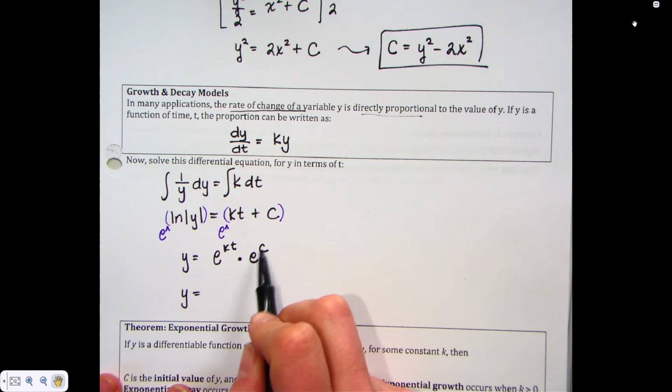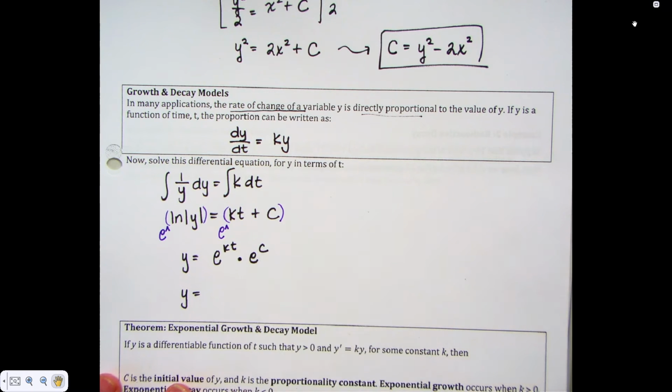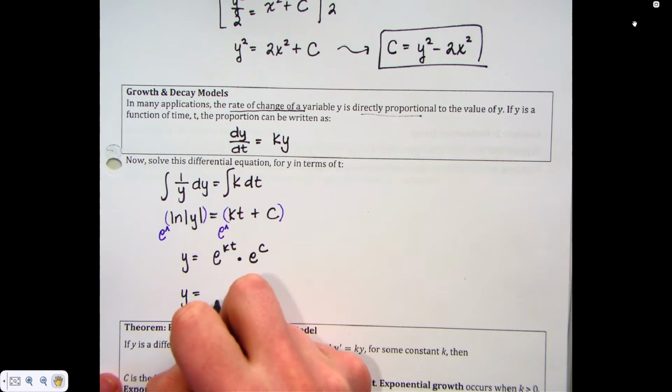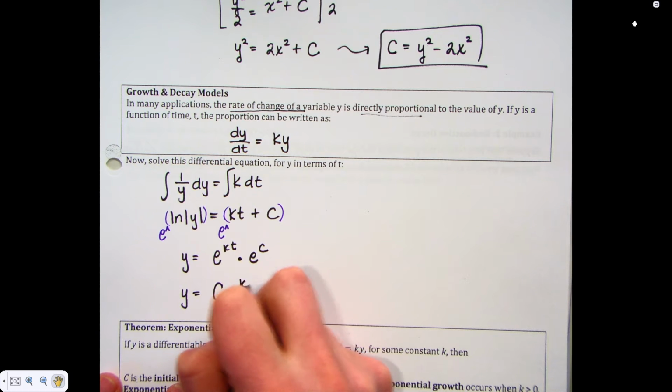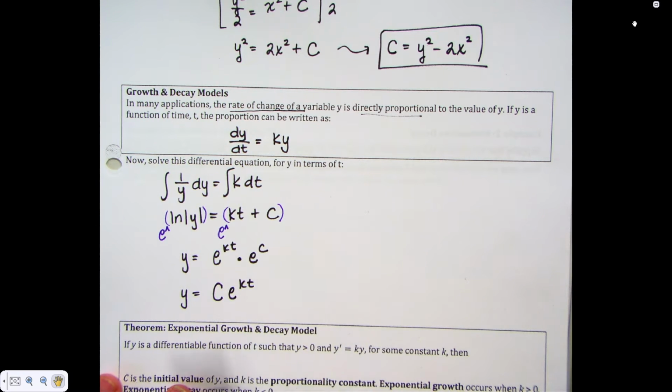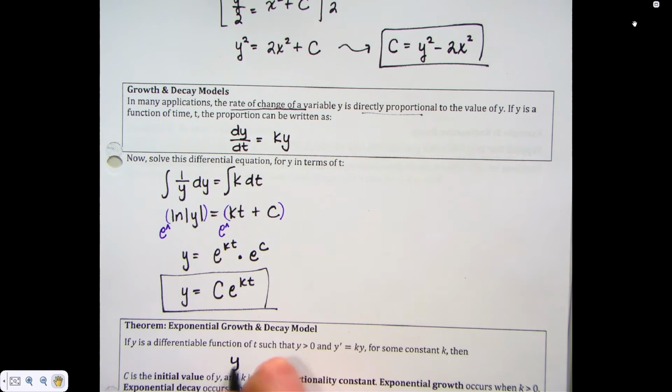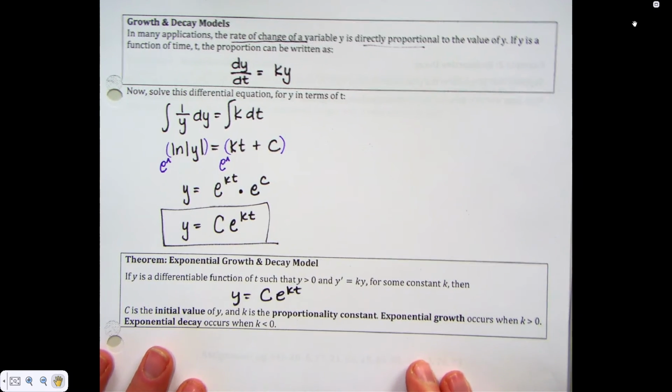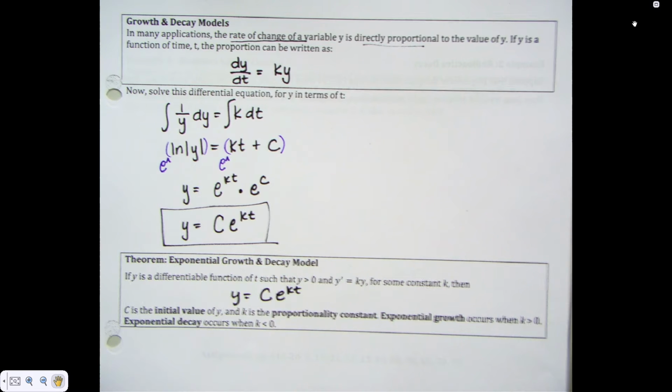e is a constant, c is a constant. A constant raised to a constant will be another constant, so we'll have c times e to the kt. This should look familiar to you. It is our exponential growth and decay model. You guys learned it last year in honors pre-calc or pre-calc. You learned it probably in algebra 2, maybe even algebra 1, I'm not sure, as the exponential growth and decay model. We just never explained where it came from. So now we have the calculus behind where this is coming from.